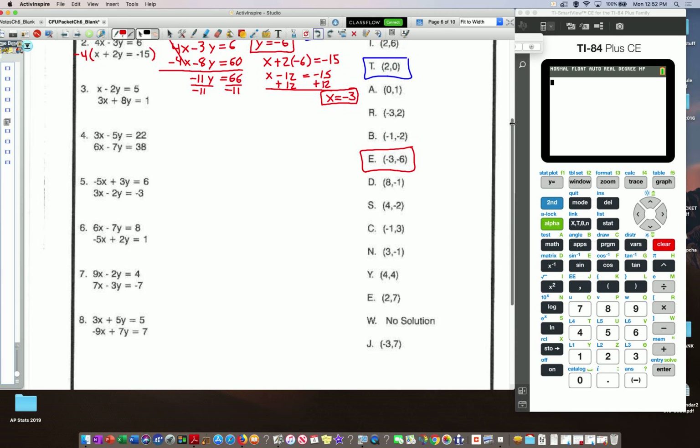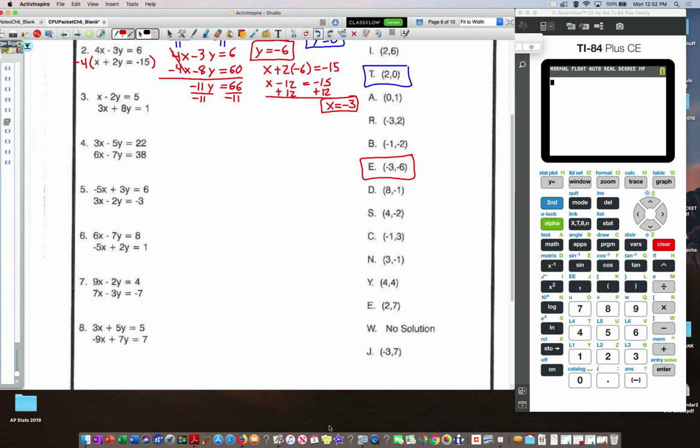All right, let's keep on going. All right, number 3. On number 3, I'm going to multiply the first equation. I'm going to kind of change things up a little bit. I could multiply by negative 3. That's going to work just fine. Or I could also multiply by 4 to make this negative 8. Just to be different, I'm going to do that. So the first equation now becomes 4x minus 8y equals 20. And then the other equation didn't change at all.